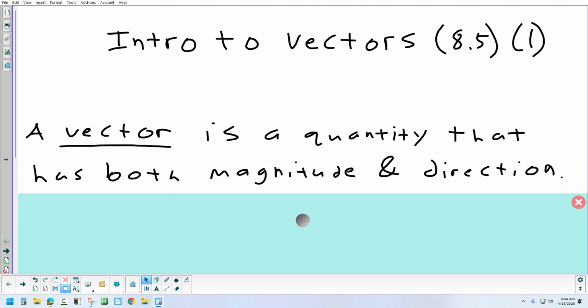So a vector is basically a quantity that we're going to use that describes two things at the same time. It describes what we call a magnitude and a direction. So anyone that is in physics, can you give me an example of a quantity that a vector would be good to describe?